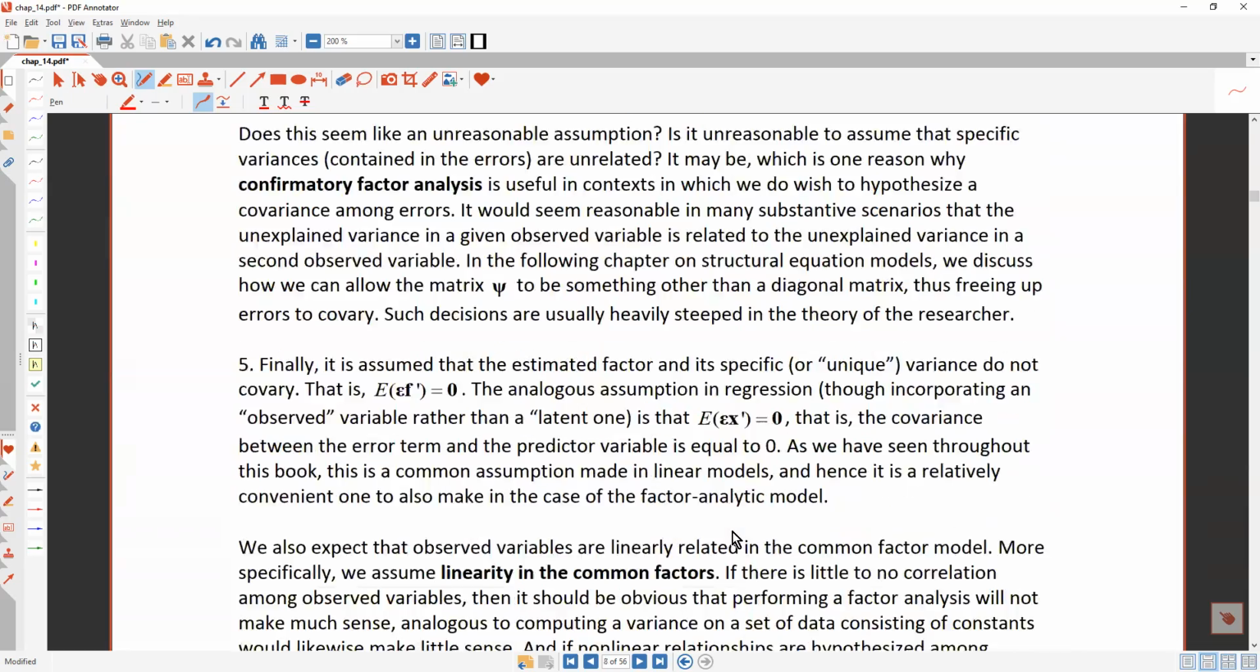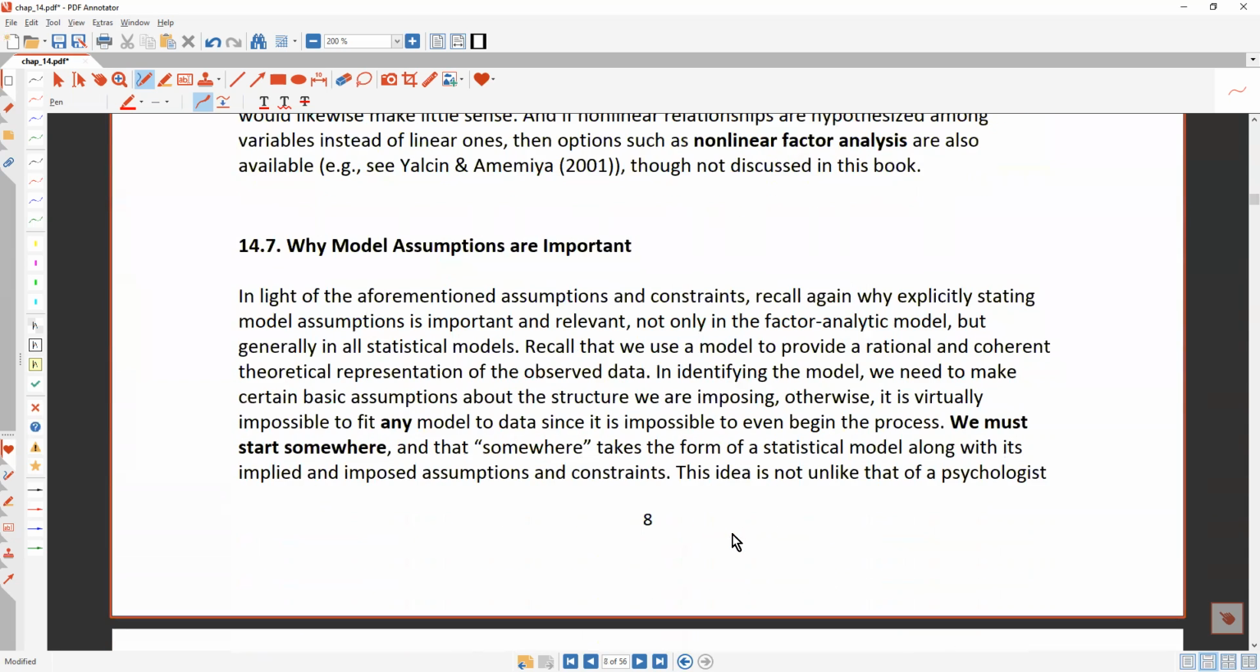Let's get on with it. There are a few more assumptions here and you can look over them. Why are model assumptions important? Well, remember, we have to make assumptions when we go into modeling, right? Whenever we do things like regression analysis or analysis of variance, you have to come into the procedure with assumptions.